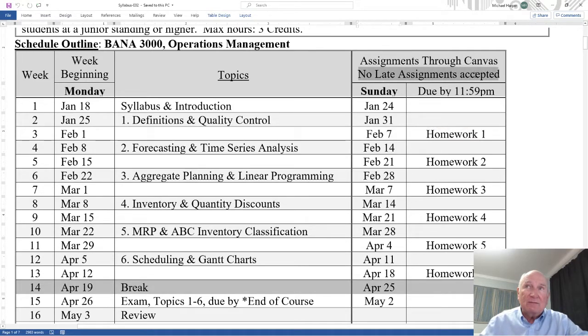Notice no late assignments are accepted. I'm very strict on that. I don't accept anything after 11:59. So you have 2 whole weeks to do this, 10 questions. So manage your time. Make sure you get it in on time.